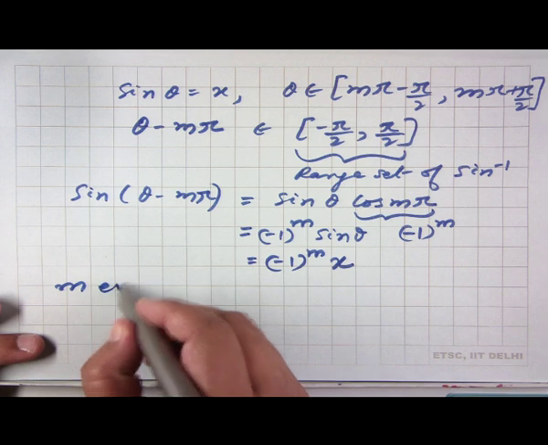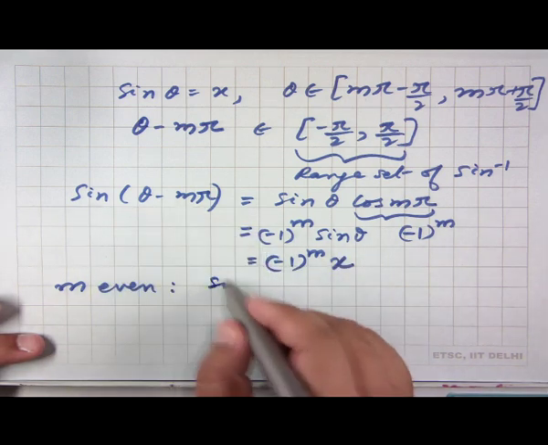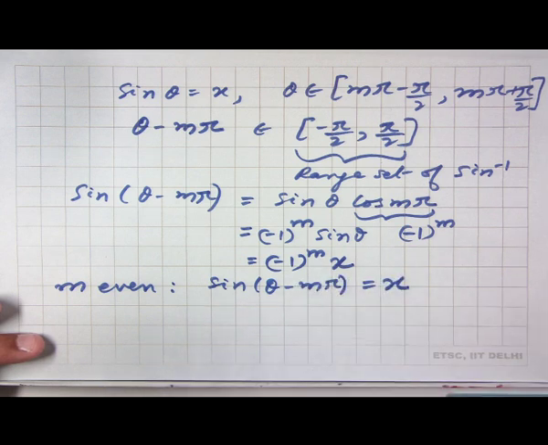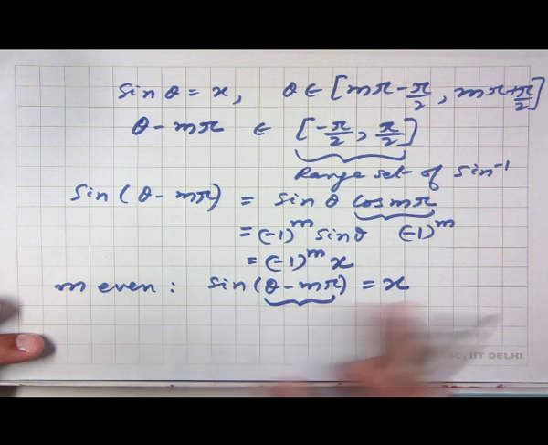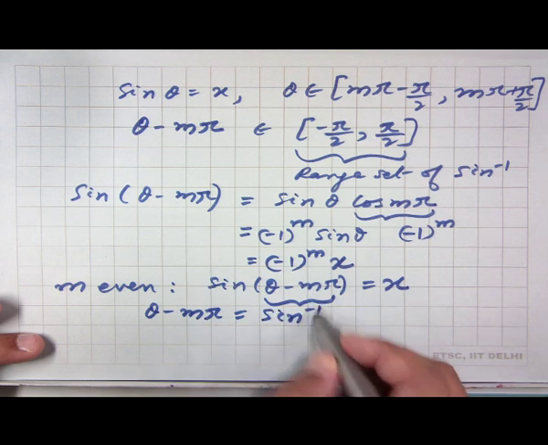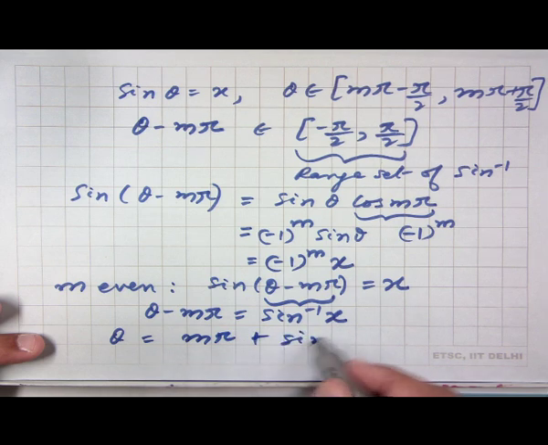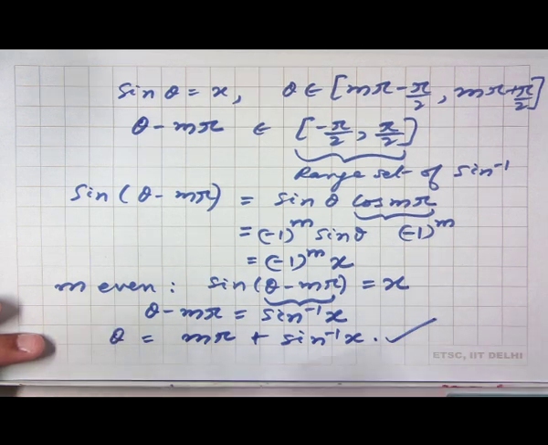One is when m is even. When m is even, this equation essentially becomes sine of theta minus m pi equals x, and theta minus m pi obviously belongs to the range set of sine inverse. Therefore, from this equation we can directly write that theta minus m pi equals sine inverse of x, from where we can conclude that theta is equal to m pi plus sine inverse of x. So, in the case where m is even, this is the solution.